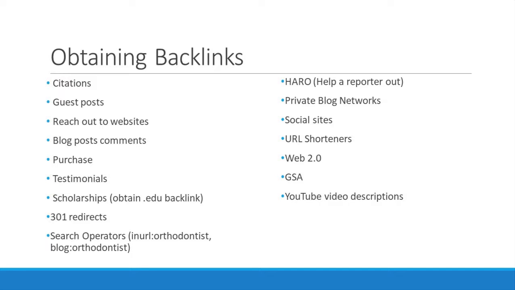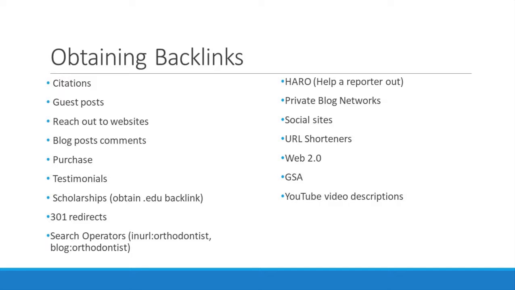Scholarships, looking around the web, say, because we're local, at the schools, and see where you can do a $100 scholarship and get a backlink. 301 redirects, purchasing expiring or even expired domains and then redirecting it to your site. And what that would do is that all the links pointing to that domain are then going to pass juice to your domain and authority. So that's one trick to keep in mind.